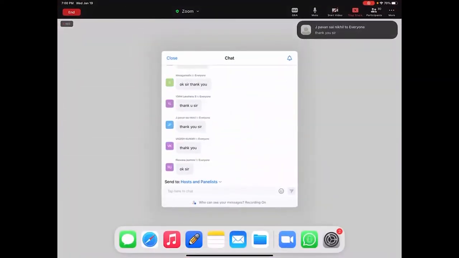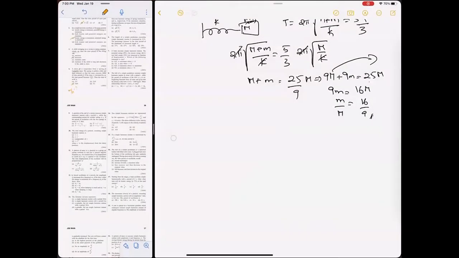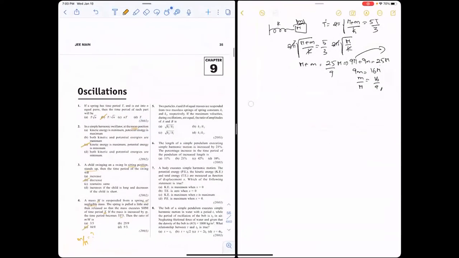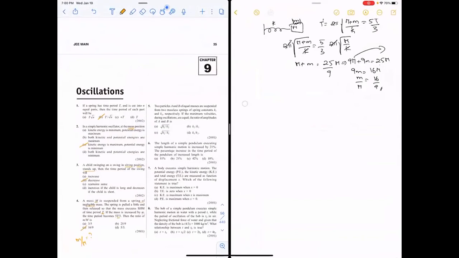Right, great. So we understood till now. Next one, fifth question. Two particles A and B of equal masses are suspended from two massless springs. So we have two masses, equal masses. So let us see, spring and mass M, another spring mass M. Spring constant K1 and K2.